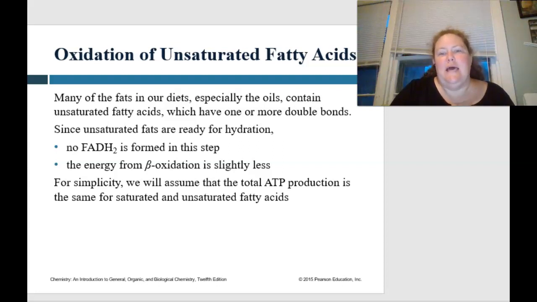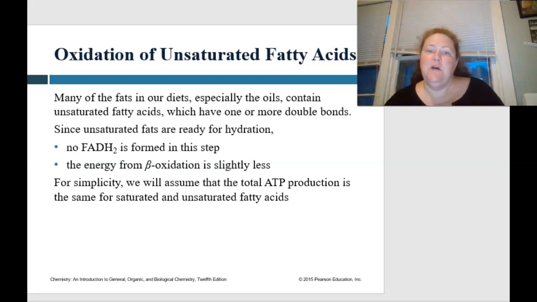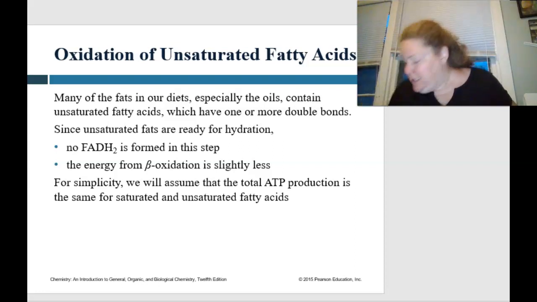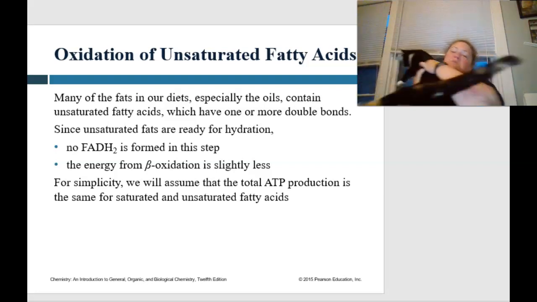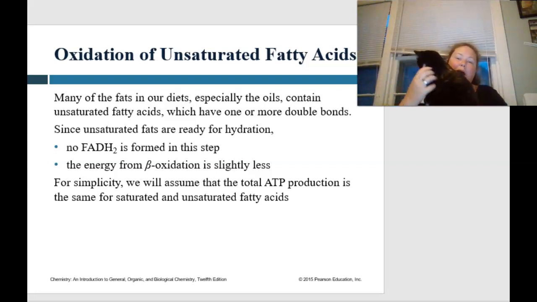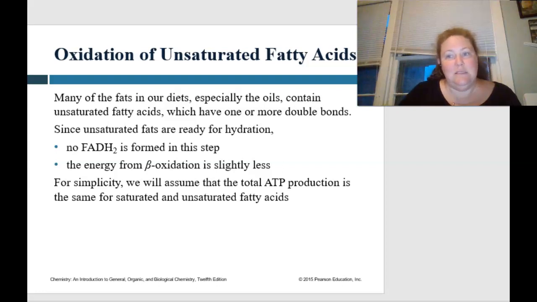Many of the fats in our diets, especially the oils, are going to contain unsaturated fatty acids, which have one or more double bonds. So remember, I told you if it's saturated, we're absolutely saturated with all the hydrogens we could ever want, which means that we don't have room for any double bonds. When it's unsaturated, we have a double bond, and that's going to kick off exactly 2 hydrogens per bond.